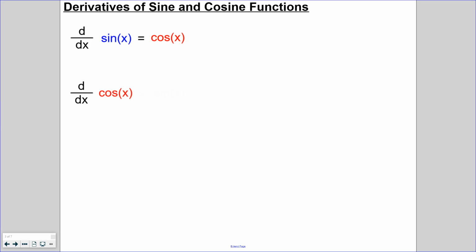Then the derivative of cosine is going to be negative sine. And this, again, sometimes is a trap for students, because they think, oh, sine turns into cosine and cosine turns into sine, and they often forget about that negative. So please make a point to remember that the derivative of cosine is negative sine and not just sine.